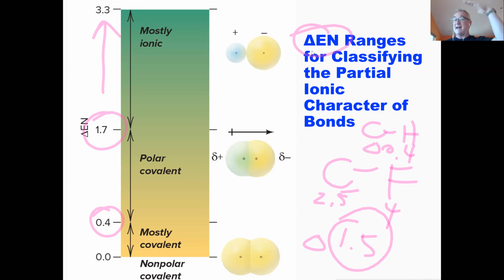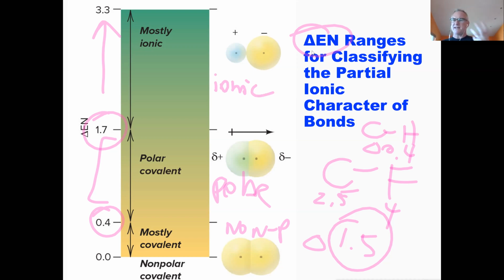So it's a gradient. Anywhere in between 1.7 and 0.4, we say it's polar. Anything less than around 0.4, we say it's non-polar. And then anything greater than 1.7, we say it's ionic. But really what we're saying is that the bond gets more and more ionic character as the difference gets greater and greater. Okay, any questions about how these things break down?